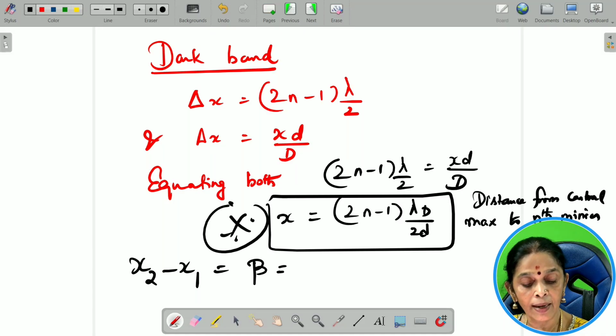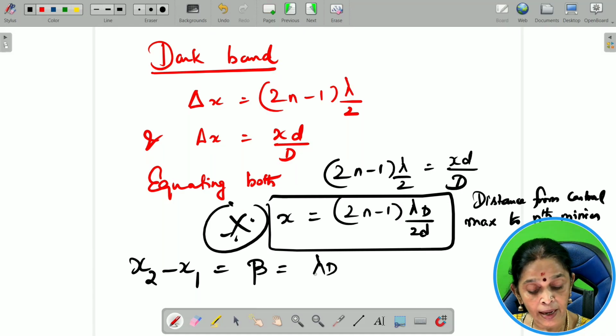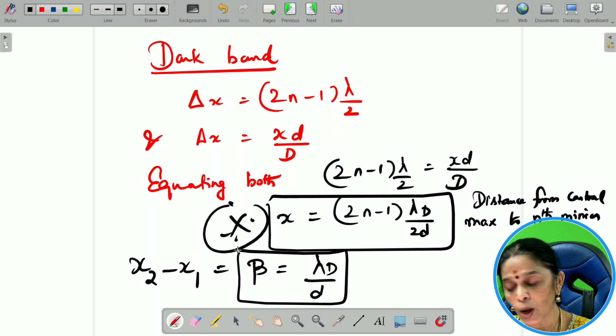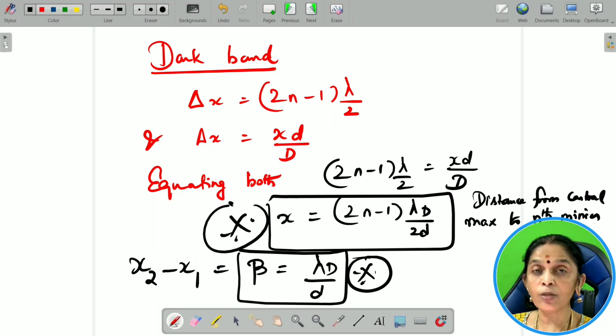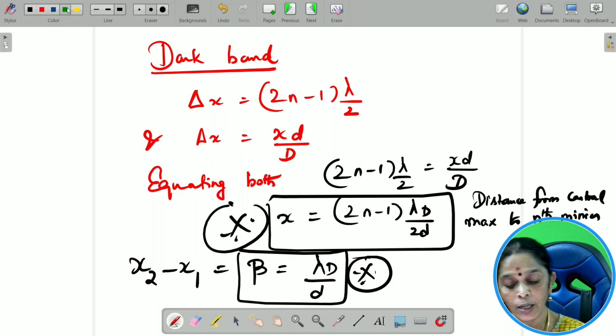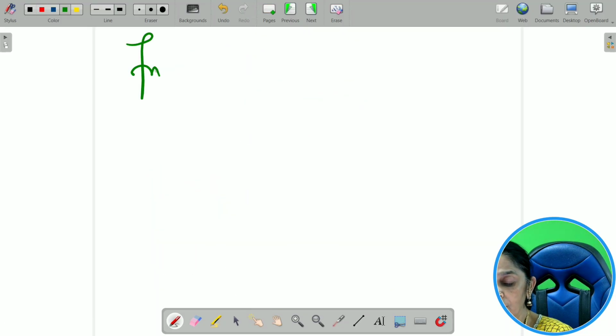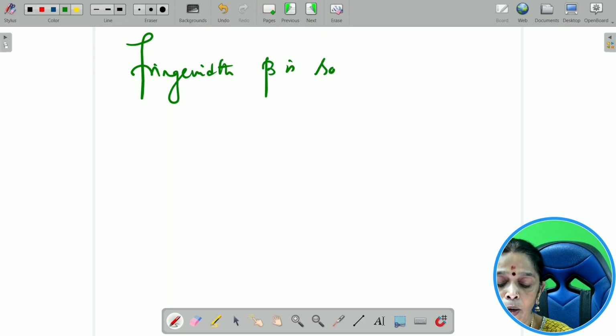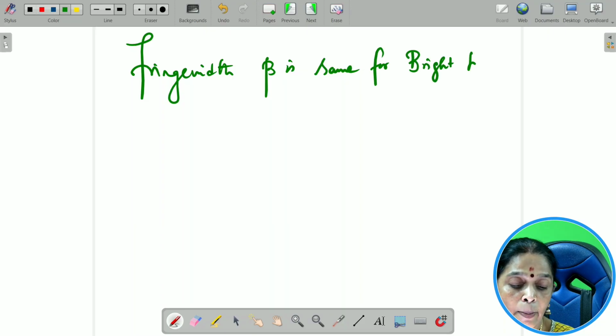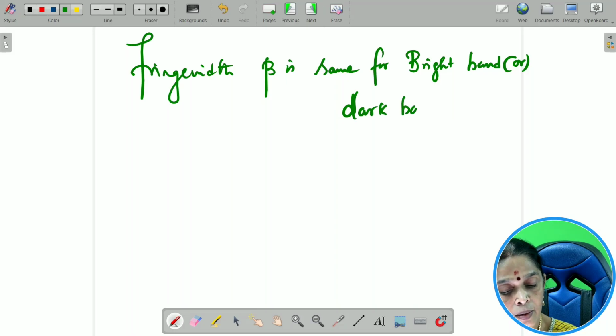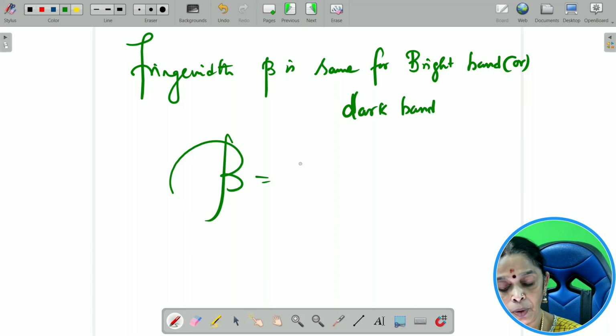Similarly, here you find x2 minus x1, which will be equal to beta. You get lambda capital D by small d only. So from this, one can understand that whether it is a dark band or a bright band, the fringe width is the same. Fringe width beta is the same for the bright band or the dark band, and beta is equal to lambda capital D by small d.